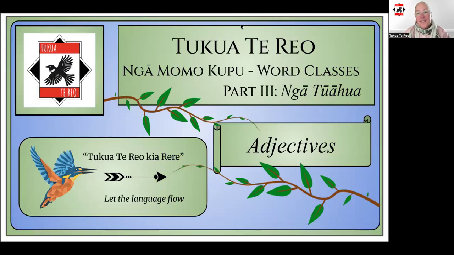Kia ora anō. Welcome to part 3 in the series about kupu. In the last video, we talked about tū or nouns, and in this video, we'll look at the types of words that describe them, which are adjectives, or in Te Reo Māori, ngā tūāhua.